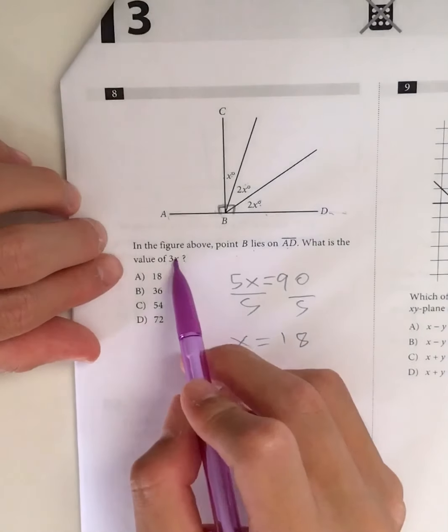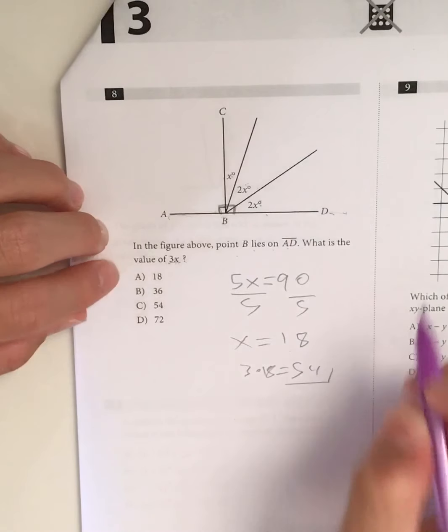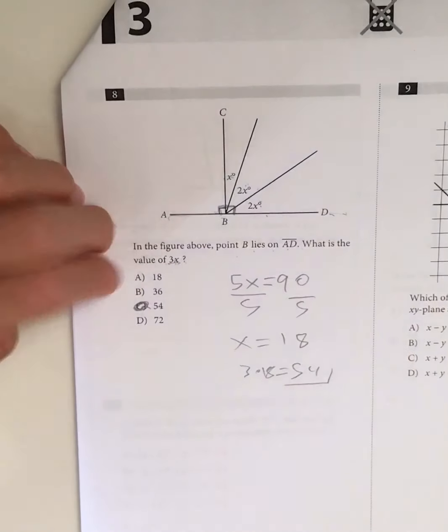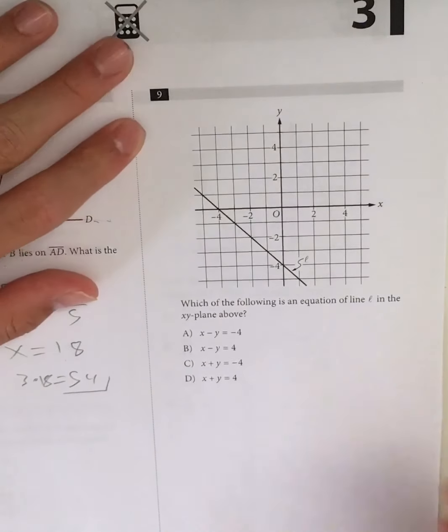But see, they're asking for the value of 3x. So what's 3 times 18? 54. Boom, your answer is C. Move on to the next question. This question's easy. Don't be scared by geometry. It's not that hard. So question 9.